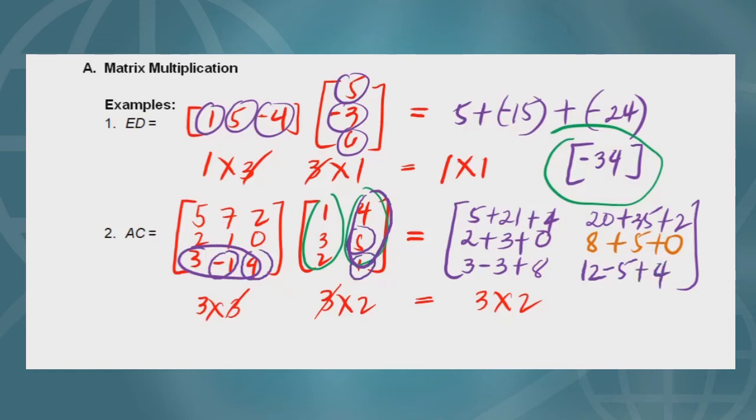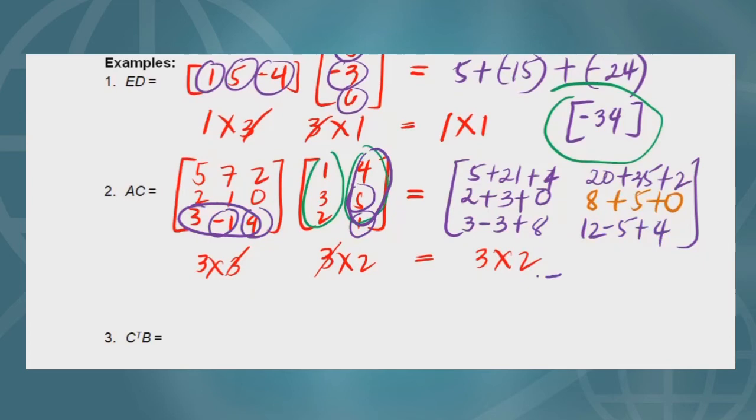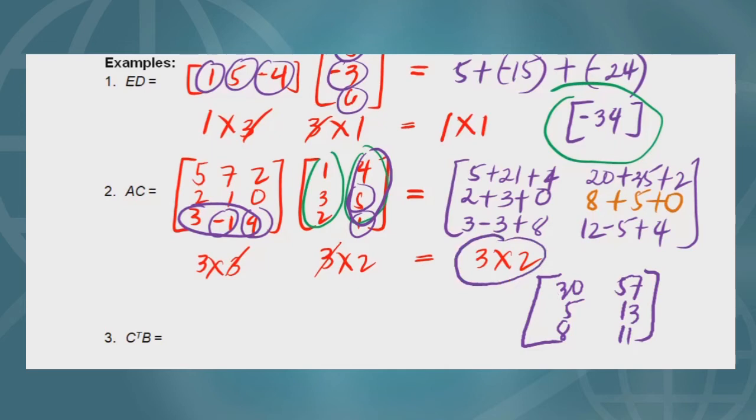Then combine all together. Let us add. 5 plus 21, 26, plus 4, 30. Then 2 plus 3 plus 0 is 5. 3 minus 3, 0, plus 8 is 8. And then 20 plus 35, 55, plus 2 is 57. Then 8 plus 5 plus 0 is 13. Then 12 minus 5 plus 4 is 11. That's the final answer. So our final answer is a 3 by 2 matrix. So this one is correct.